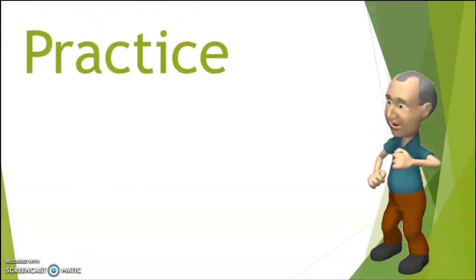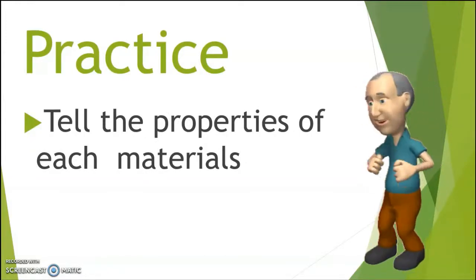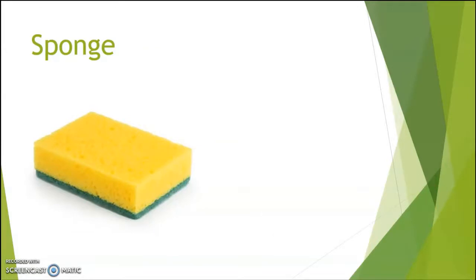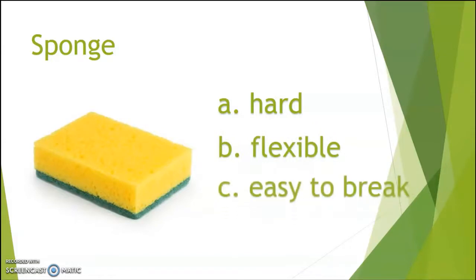Now, practice. Tell the properties of each material. For example, this one, sponge or foam made of rubber. Look at the picture. Tell the properties. Letter A, hard. Letter B, flexible. Letter C, easy to break. What is your answer? Yes, letter B. Very good.